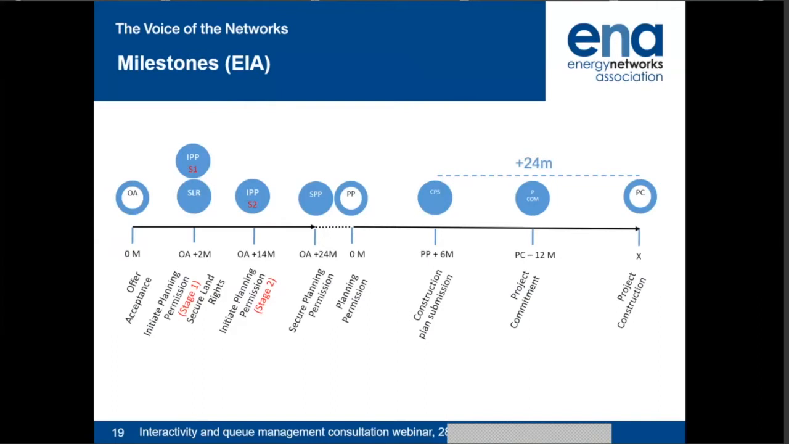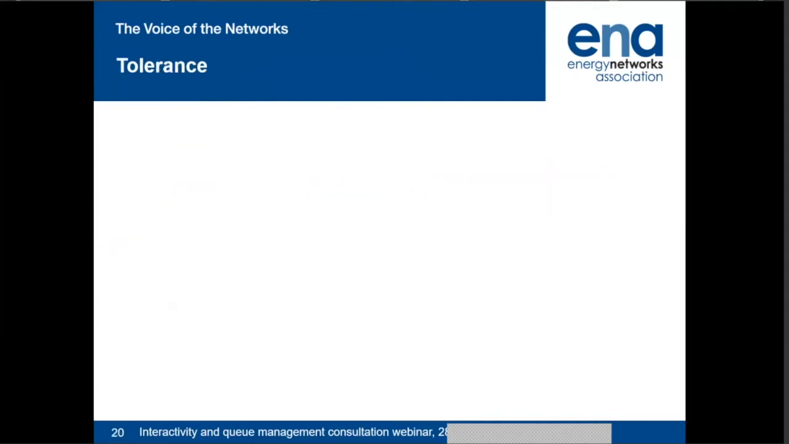So overall, there's 8 milestones in total, largely based on the ENA DER milestones, with 1 new milestone. The next part of the policy focuses on this new tolerance element. And the purpose of a tolerance is to recognise that there can be issues that arise through the project development process that are outside a customer's control. And so holding each customer to a cliff edge on each milestone doesn't feel particularly fair or proportionate.